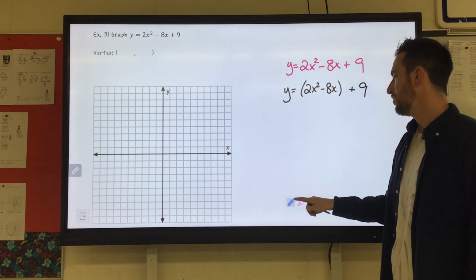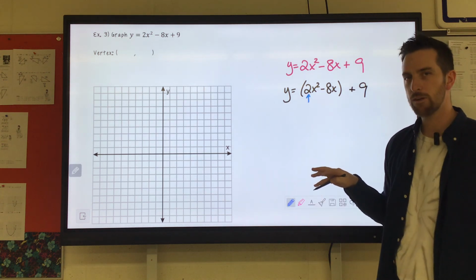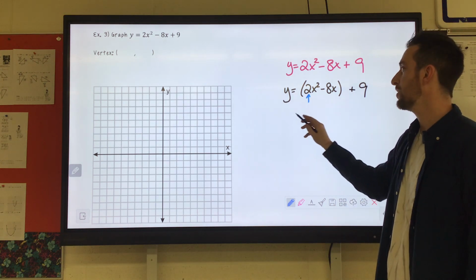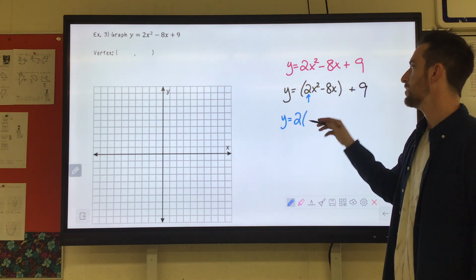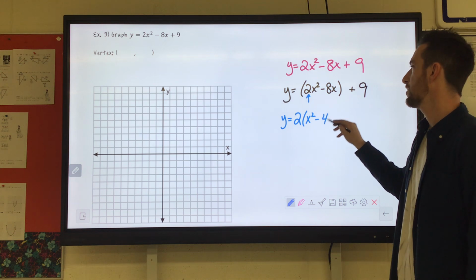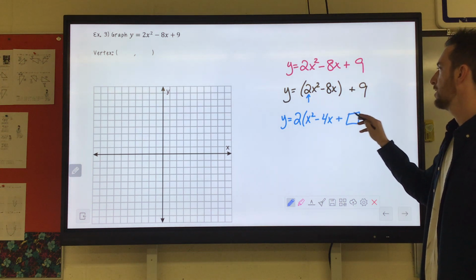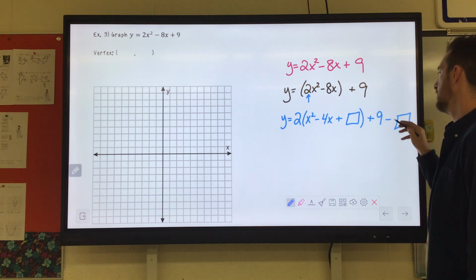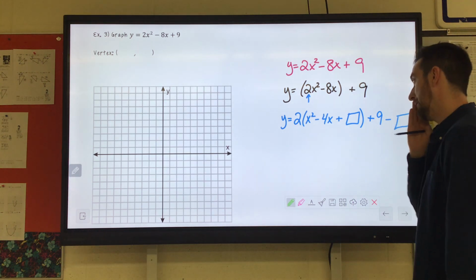If there is a number in front of the x squared, remember that we couldn't do completing the square with that, so we divided everything by 2. Here we're just going to factor out a 2. So we're going to say 2, and that's 2 times x squared minus 2 times 4x. There we go. So now we'll say plus blank. And then we have the plus 9 minus blank. Again, there's still another curveball coming your way on this.